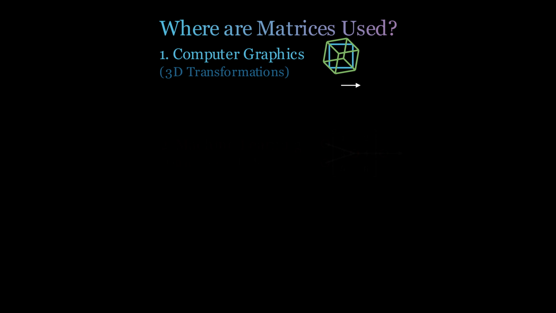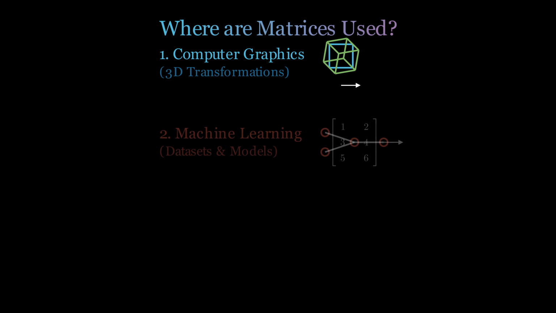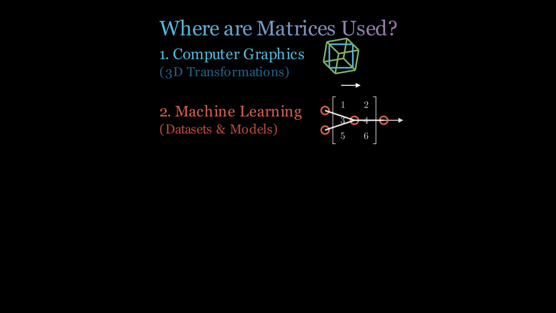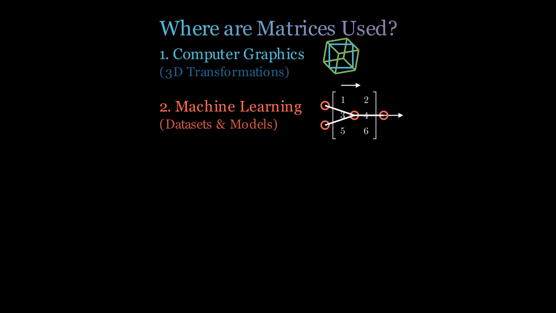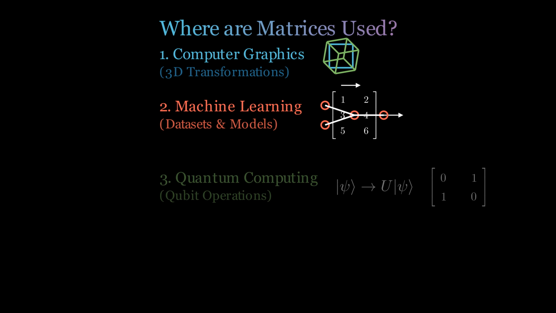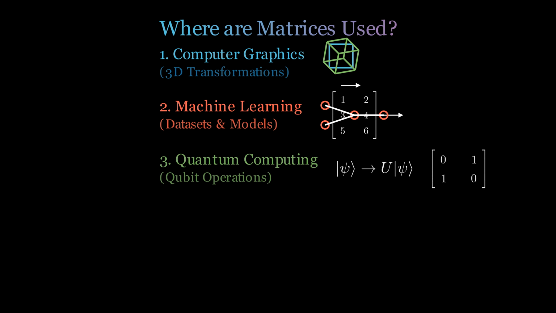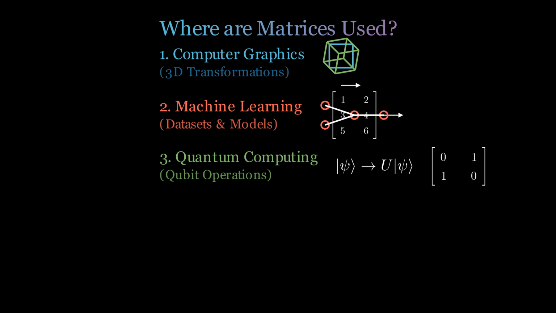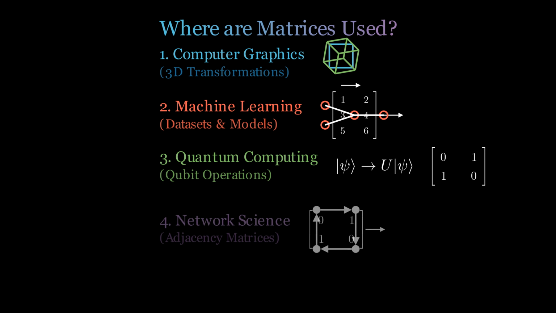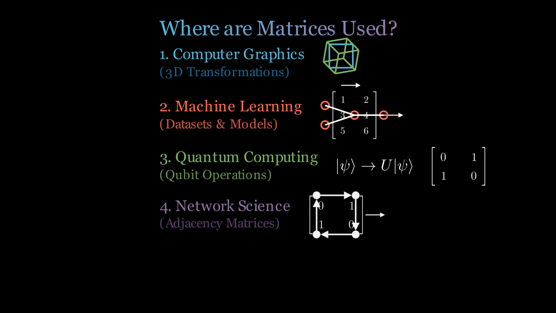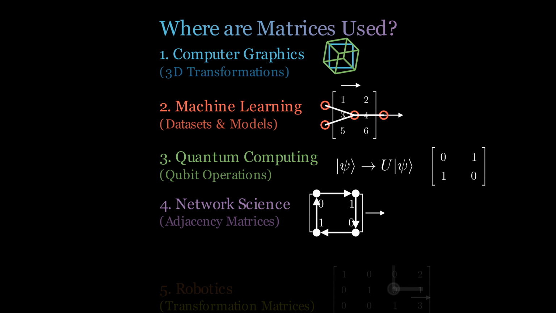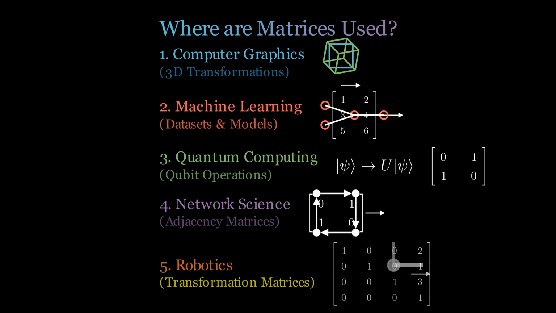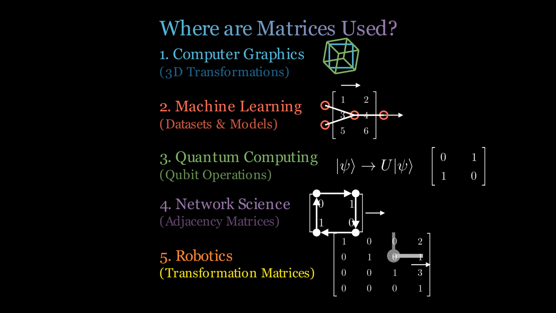In machine learning, datasets are stored as matrices where rows represent examples and columns represent features. Quantum states are represented as vectors, and quantum operations are described by matrices acting on these states. Social networks and transportation systems are modeled using adjacency matrices where entries represent connections. In robotics, transformation matrices calculate arm movements and object positions in 3D space.